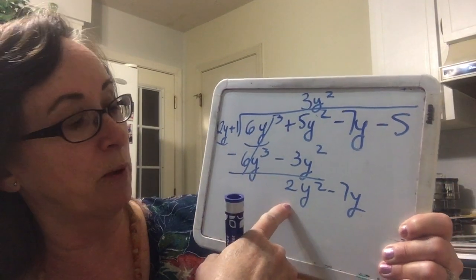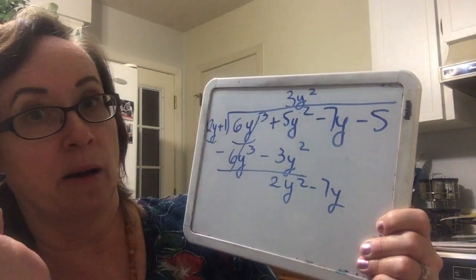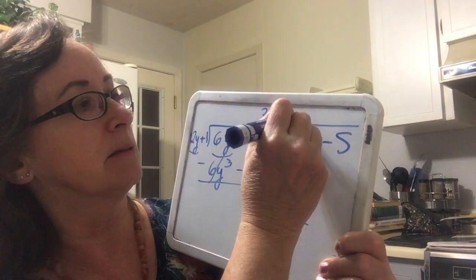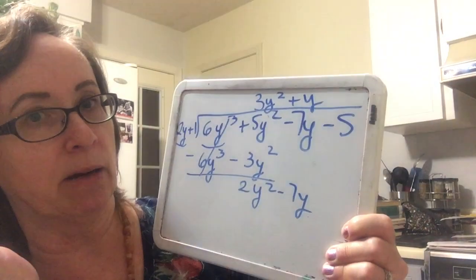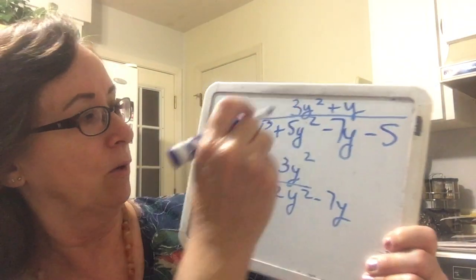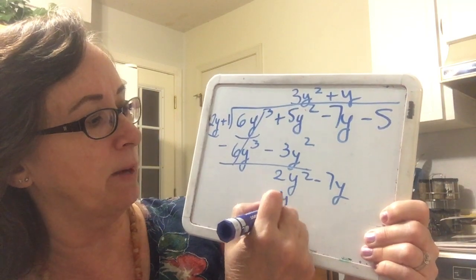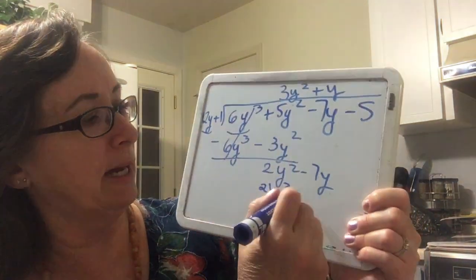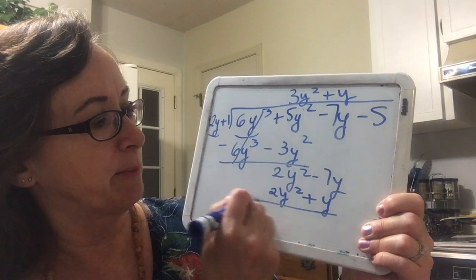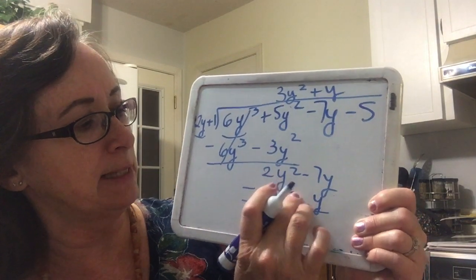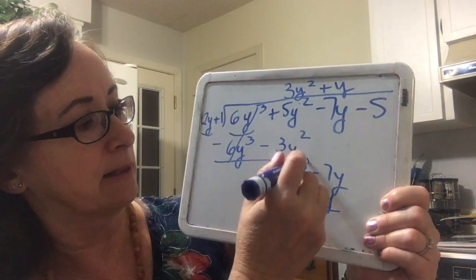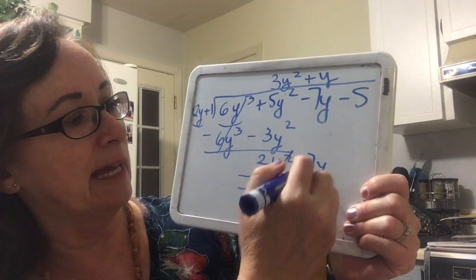And 2y will go into 2y squared y times. So I'll put a y up there above the y column. y times 2y is 2y squared. y times 1 is y. I'm subtracting, so I change both of my signs. This goes out, as it should, negative 8y.